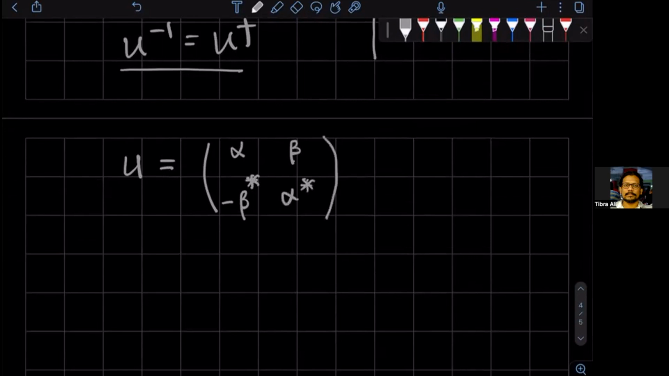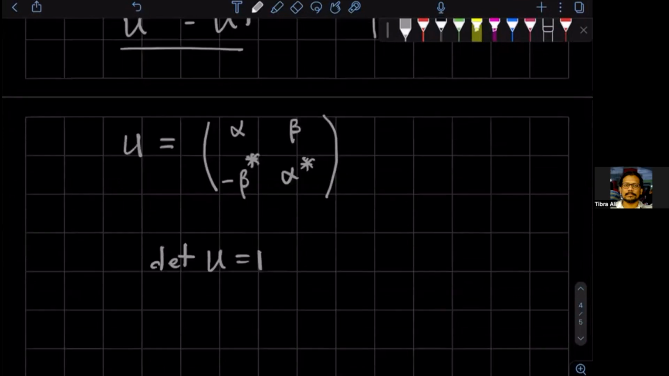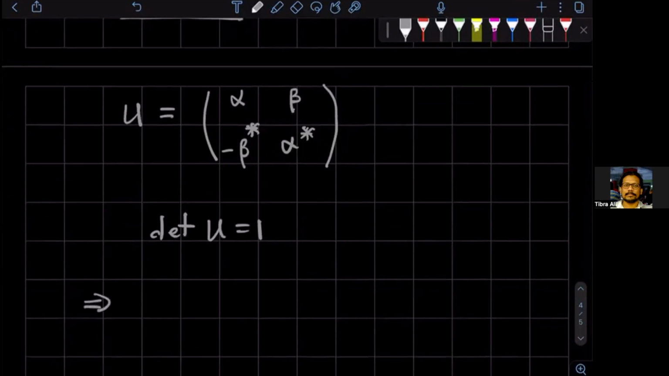Okay, so we still are missing one condition. We haven't imposed the condition determinant of U equals 1. So if I say determinant U equals 1, then that equation in terms of alpha and beta becomes mod of alpha squared plus mod of beta squared equals 1.